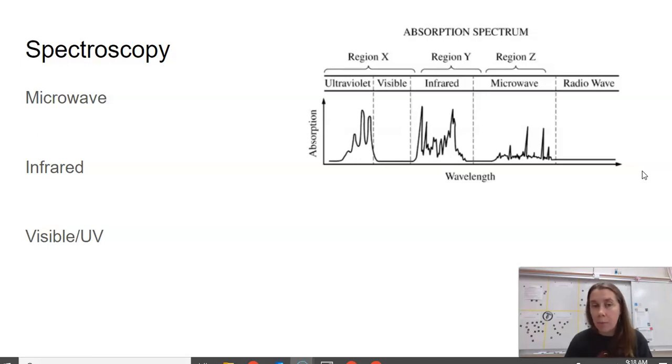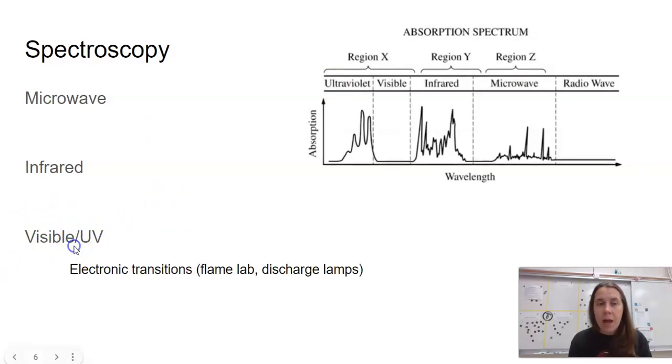Okay, so the one you're probably familiar with is spectroscopy in the visible or ultraviolet range, and that's where we see electronic transitions. So if you did the flame lab back in 9th grade or in chemistry, or if you looked at discharge lamps, in each of those cases, what's happening is light is going in that causes electrons to be excited from the ground state to an excited state, and then when they fall back down, we get an emission of light, and that is generally in the ultraviolet or visible range, okay? That takes quite a bit of energy, so of the three types of spectroscopy we're going to talk about, this is the one that's highest in energy.